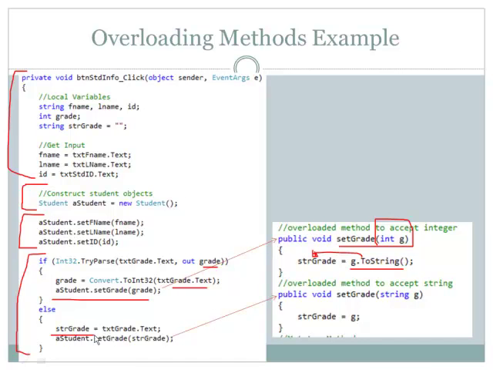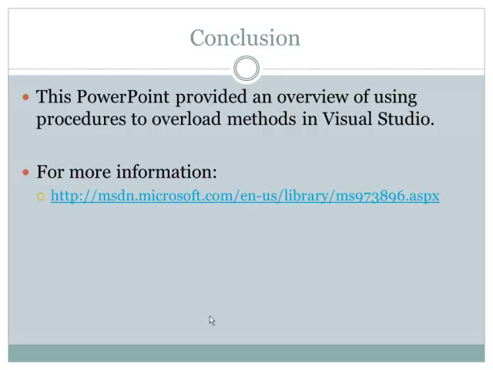Else, they entered in a string, such as freshman, as opposed to 9 for 9th grade, and I'm going to send that over. So it would know to go and look for the string. Notice I don't have another TryParse here because I didn't need it, because what was coming in was a string. So that's an example of overloading methods in C# classes.